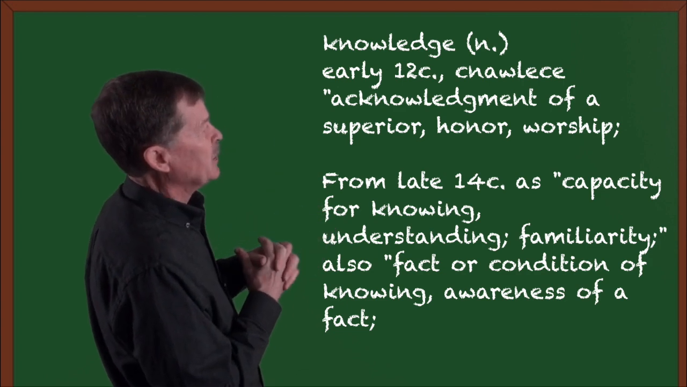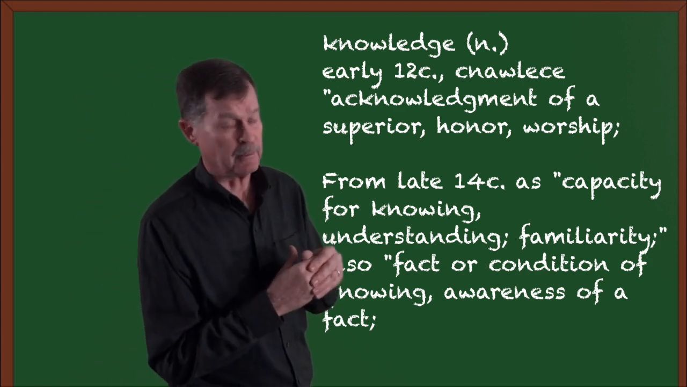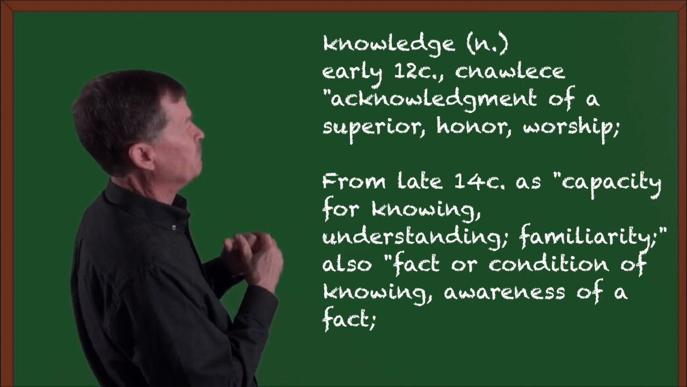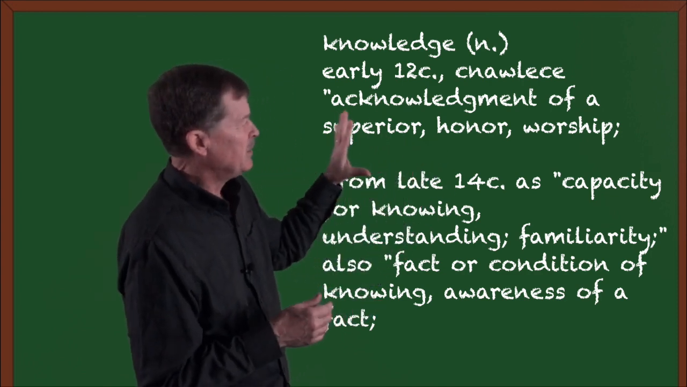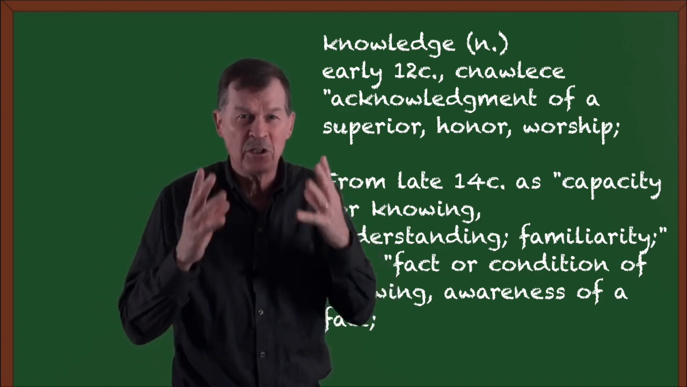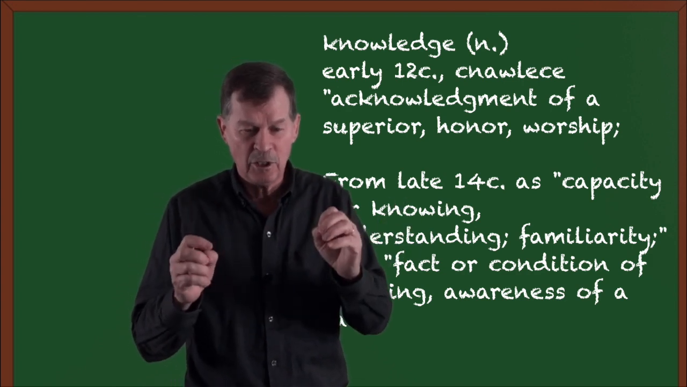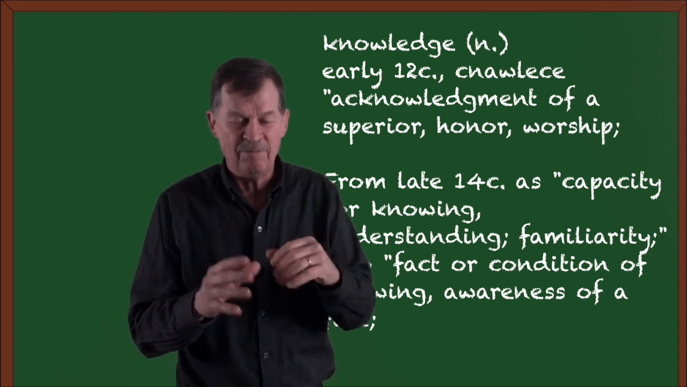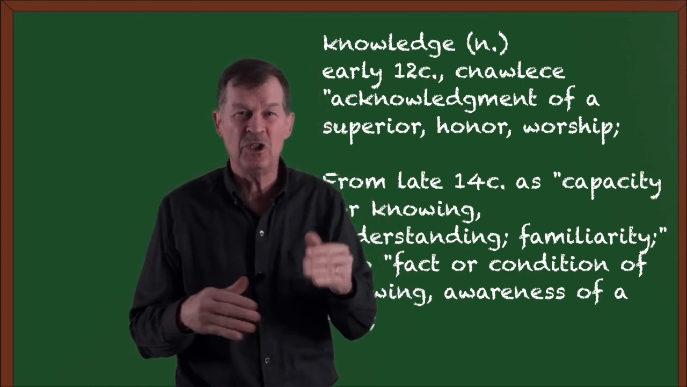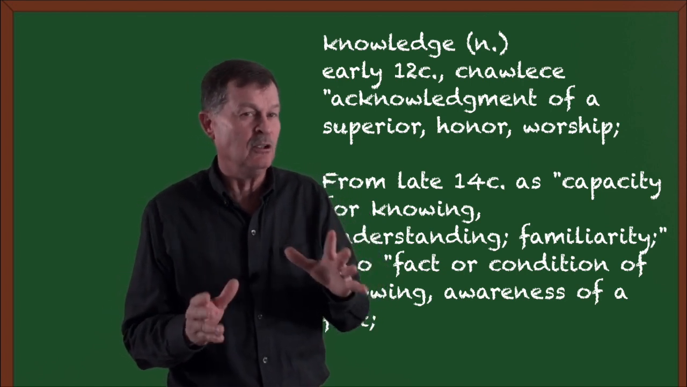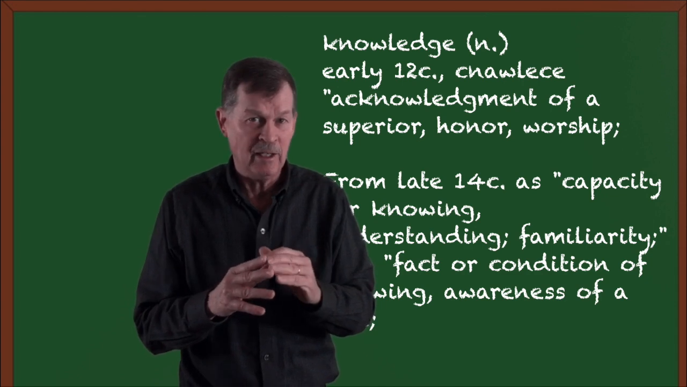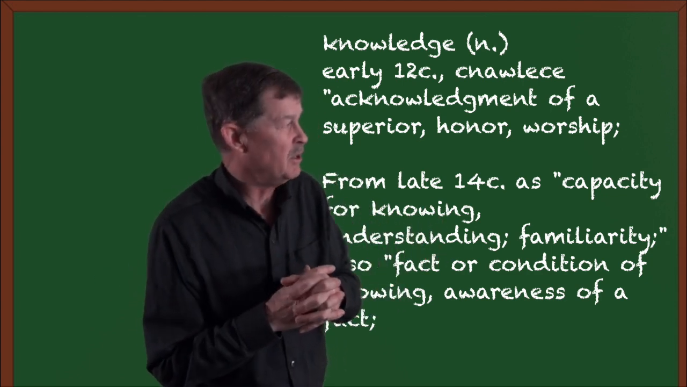From the late 14th century, it came to mean a capacity for knowing, understanding, familiarity, also a fact or condition of knowing, awareness of a fact. You can tell by these general definitions that it's talking about cognitive thinking, things that have to do with investigation, something that produces numbers, that produces information. In another chapter we're going to look at what is meant by knowledge in other cultures, and it means something very distinct and very different. So that's what we're looking at.